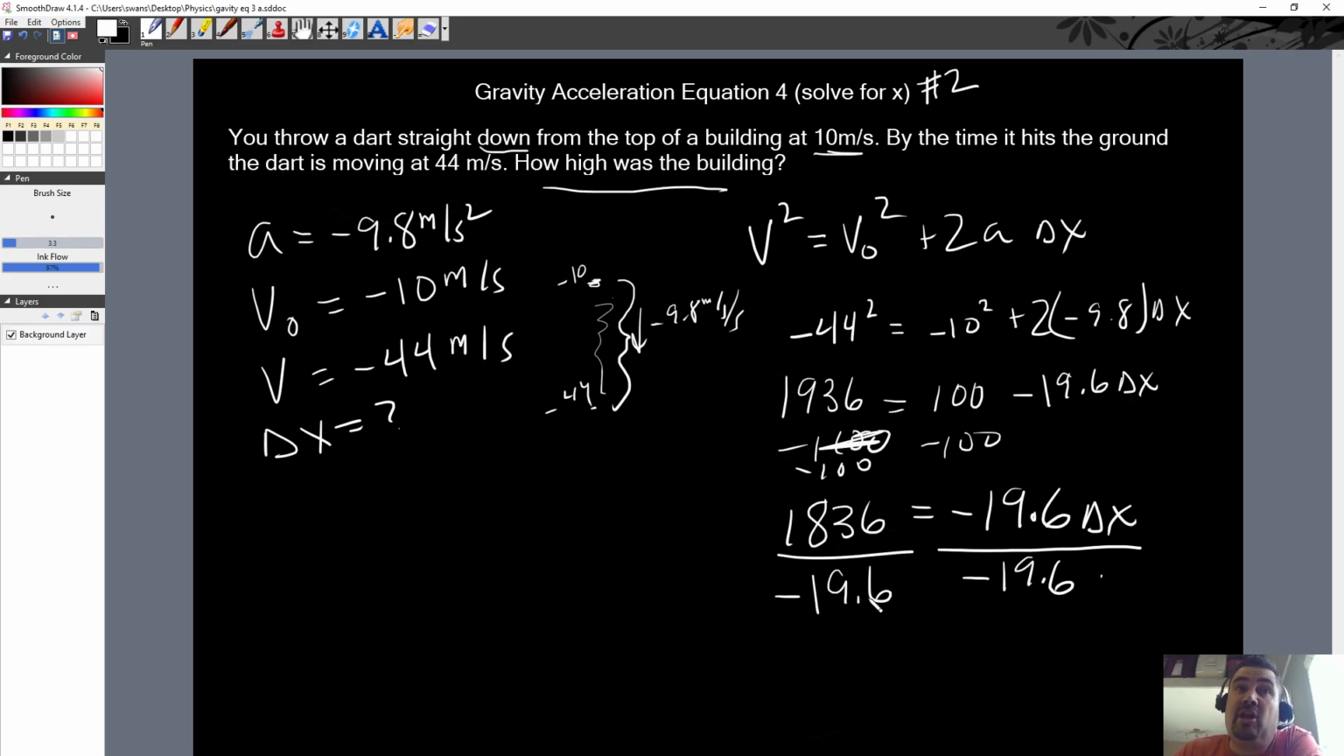The object will be below where you left it, right? You threw it downward and it's heading downward. It should be negative, so these numbers always end up working out. So delta x is equal to negative something. I just know it's going to be negative something. Let's figure out what it is.